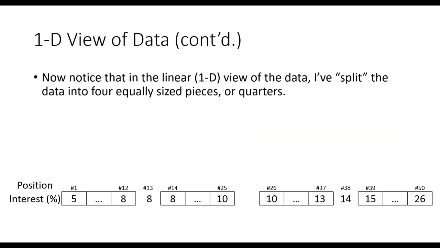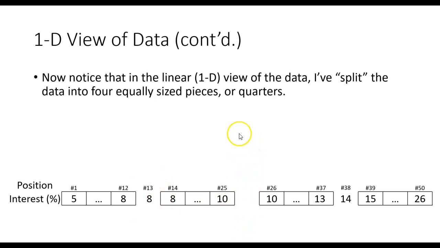Now, notice that I have taken the linear one-dimensional view of the data where it's all ordered again, and I've split the data into four equal-sized pieces or quarters. So there are 12 data values to the left, another 12 data values here from 8 to 10%, another 12, and another 12, and then there are two that are in the middle of the third and fourth quarters, and the first and the second quarters. And of course, we know that in the middle, the median value is blank.